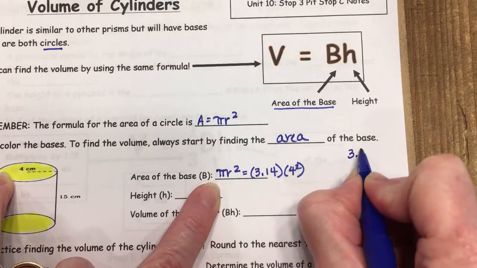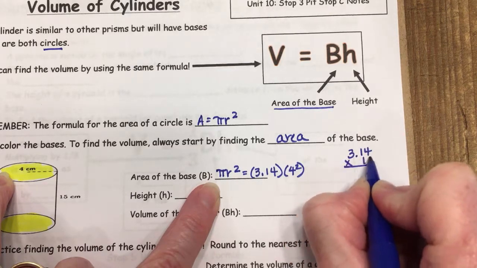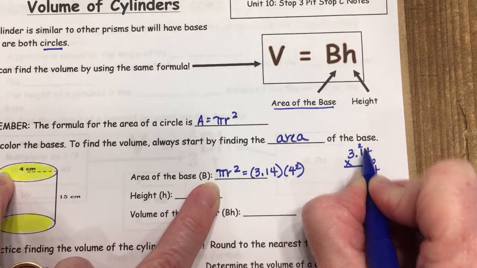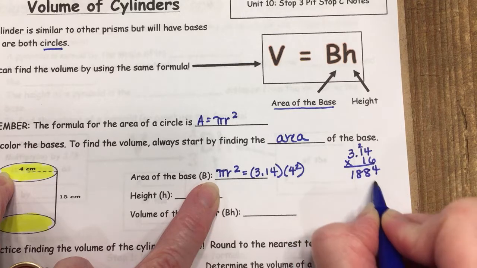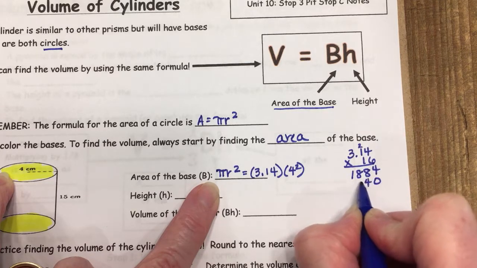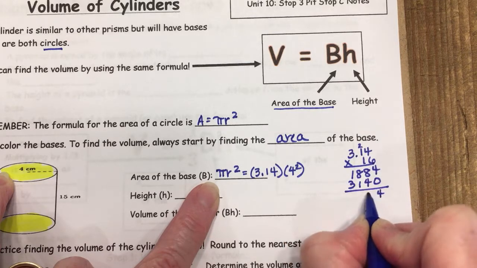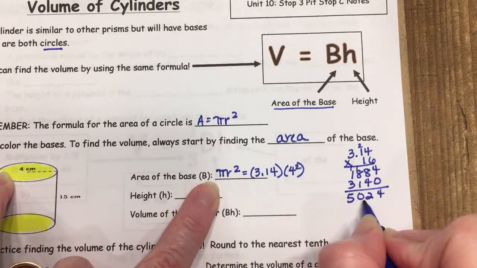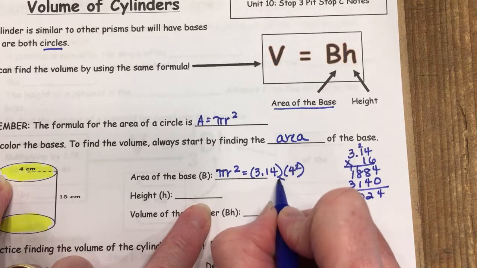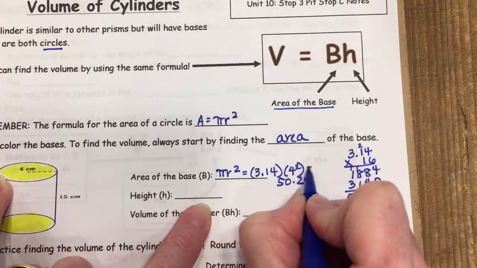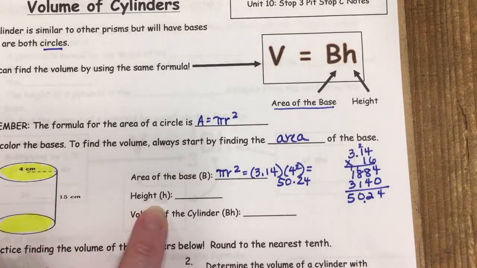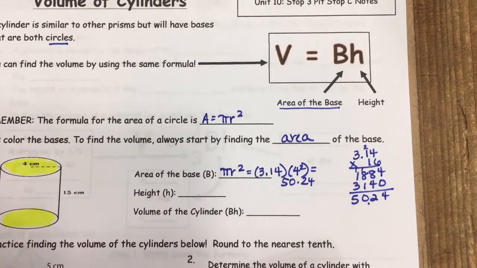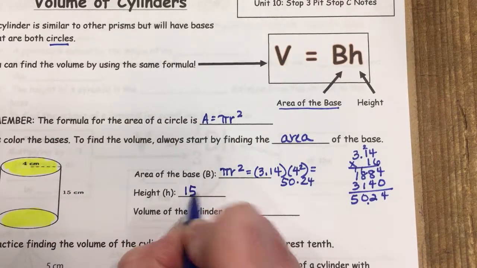So I need to do 3.14 times 16. Multiplying it out, I get 50.24. This part right here is 50.24. The height of the cylinder is just this part right here, how tall it is. So the height is 15.